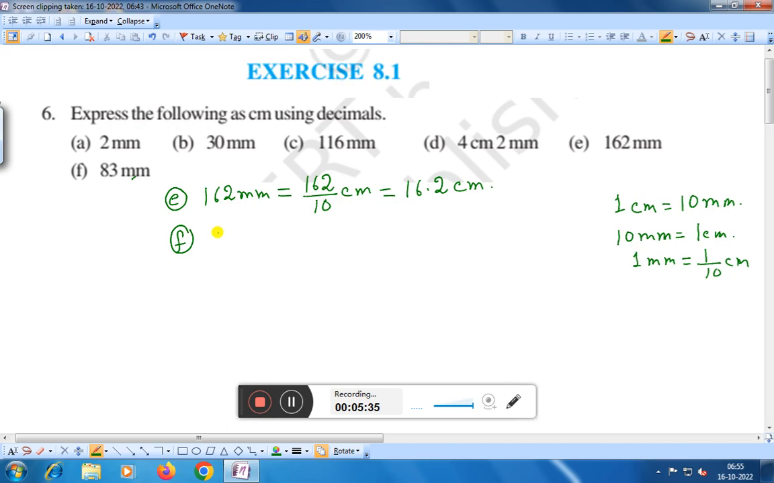Now question number F. Question number F is 83 millimeter. Therefore, divide this millimeter by 10, that is 83 by 10 centimeter. That will come to 8.3 centimeter. This is the solution of question number 6.